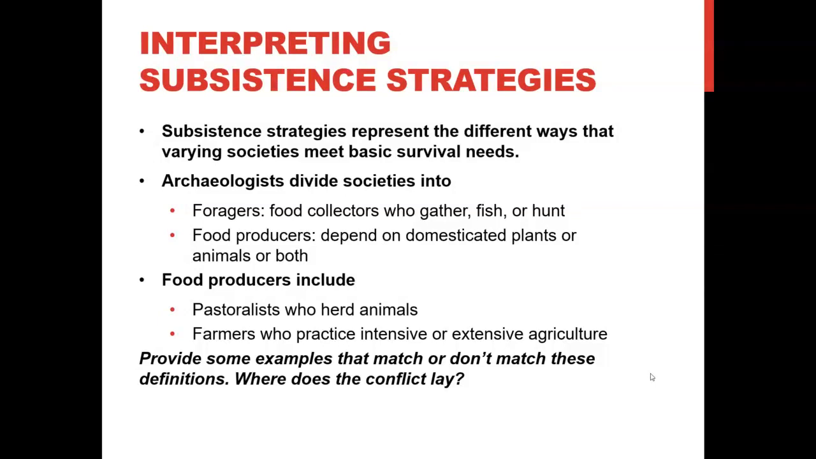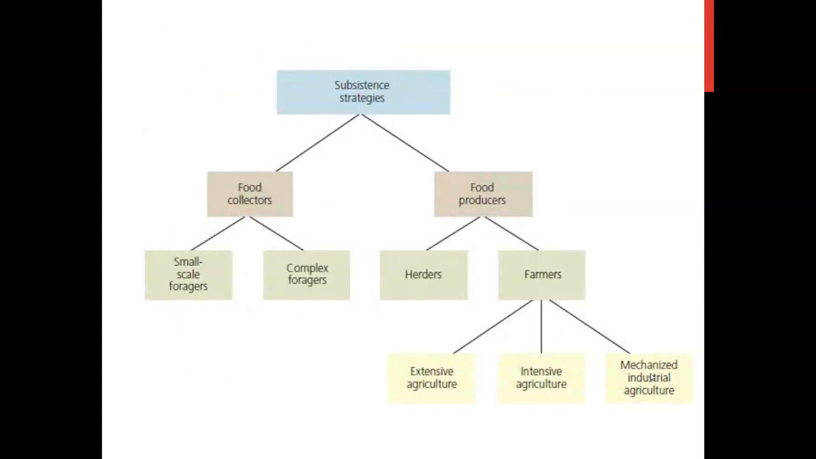Especially early on in our history, there were a lot of people who were food producing, but they weren't as adequate at it, so they still had to forage, and so they were still foragers in that sense. So it's a mixture of both. All right, subsistence strategies: food collectors and food producers. Food collectors are small-scale foragers and complex foragers, and they're exactly as they sound.